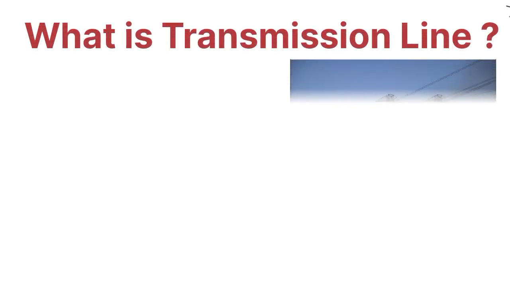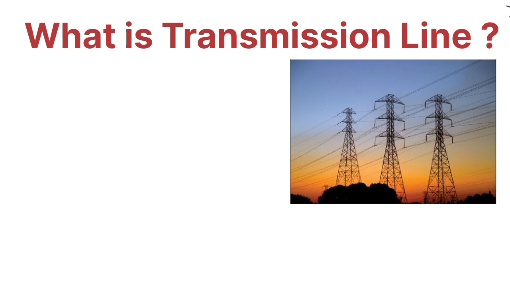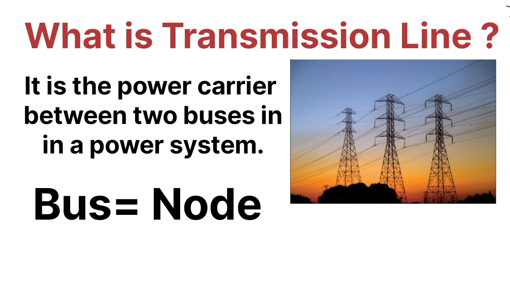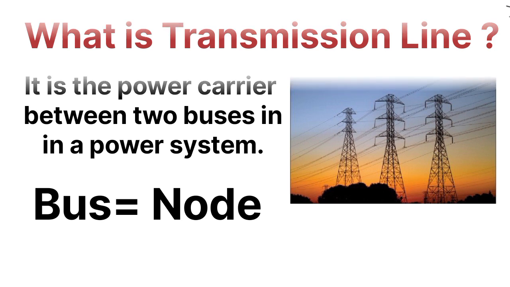So first of all, let's see what the transmission line actually is. Generally, a transmission line is a link or a power carrier between two buses. Okay, so generally we are using this transmission line as a power carrier between two buses. So what are buses? Buses are generally treated as a node. So between two nodes the power will be carried through the transmission line. So the work of the transmission line is to carry the power between two buses or two nodes.